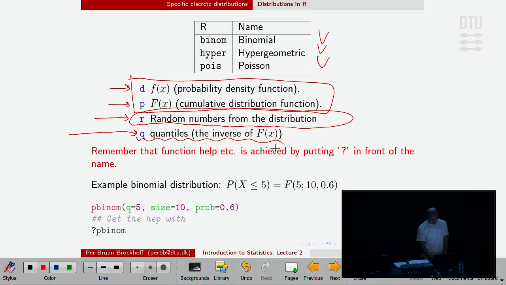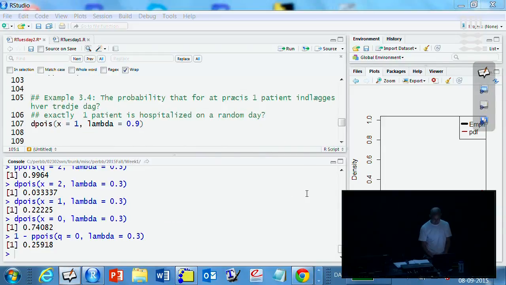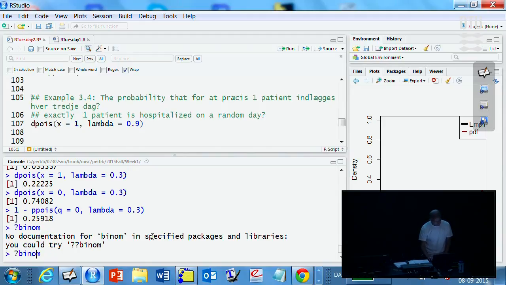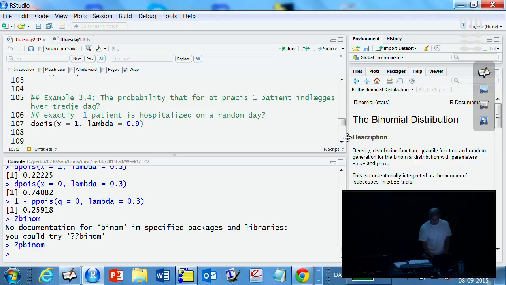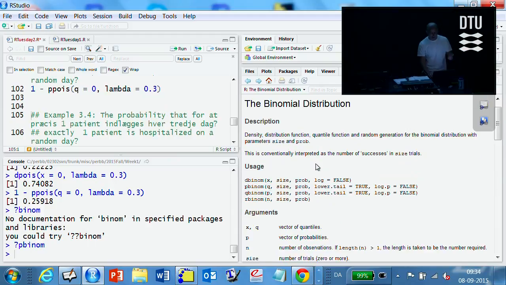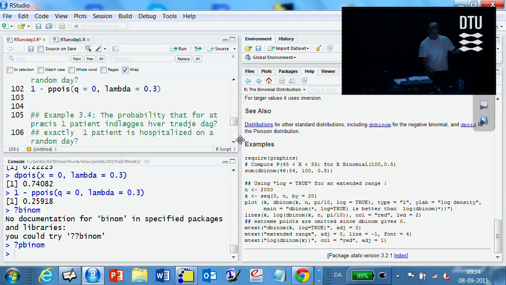If you are ever in doubt about how to use a function, both this function and any other function, write question mark binom or p binom. You didn't like that, so let's try p binom. That's better. And then, of course, it's now very small for you, but then you get the help over here. And for all functions in R, if you go to the bottom, you will find working examples, sometimes more easily cut and pasted, or more easily understandable, than other times. But you can always find running examples that you can cut and paste into your own stuff to try things out, right?